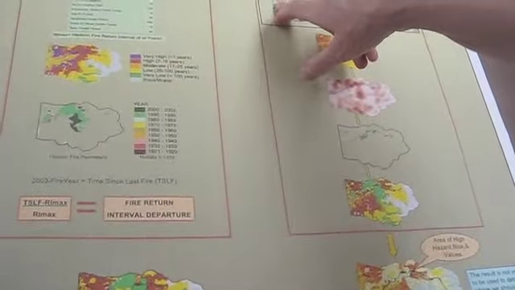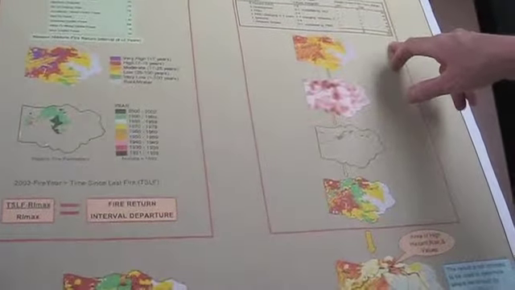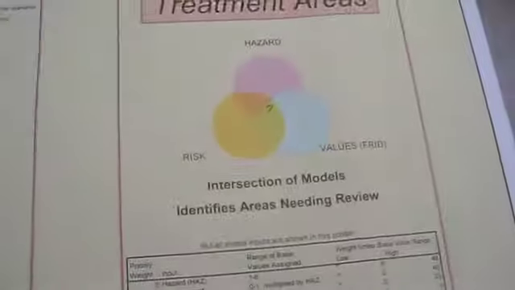And we actually take all the inputs that you saw before, weight them. Hazard in itself is the highest priority, and then we can come up with some values here of where we should look for potentially doing landscape treatments.